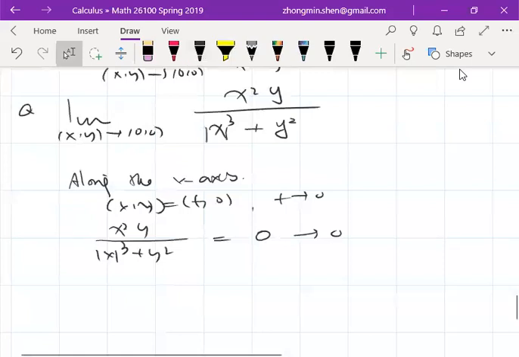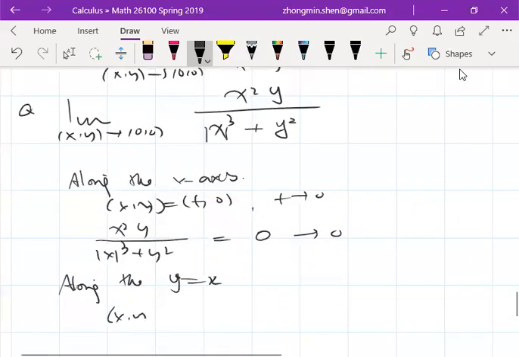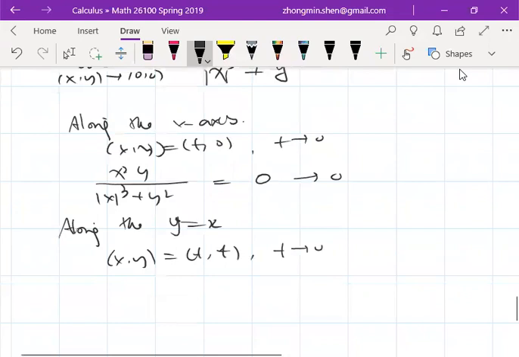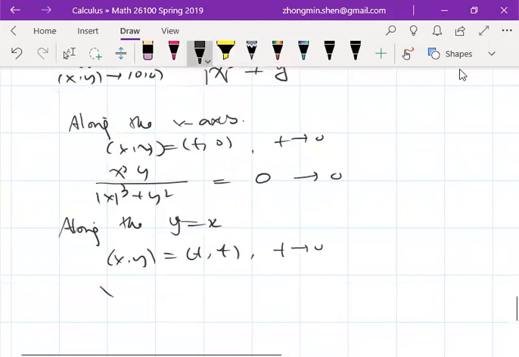Then I have to get something which is not going to be 0. How can I do that? The diagonal, along the line y equals x. Then (x, y) could be (t, t), and still t goes to 0, otherwise the point doesn't approach 0. Then the expression is going to be t cubed plus t squared.